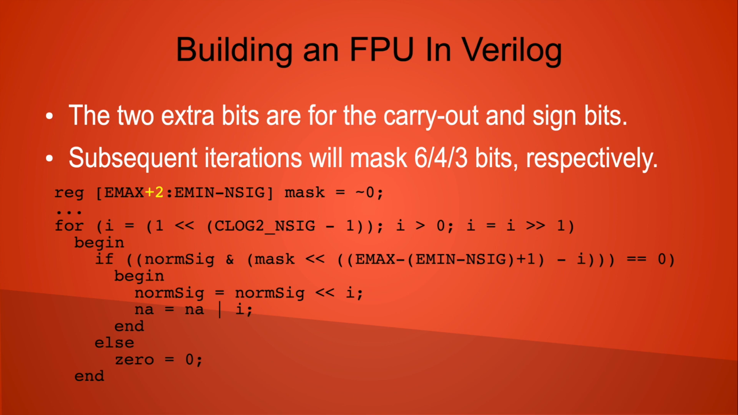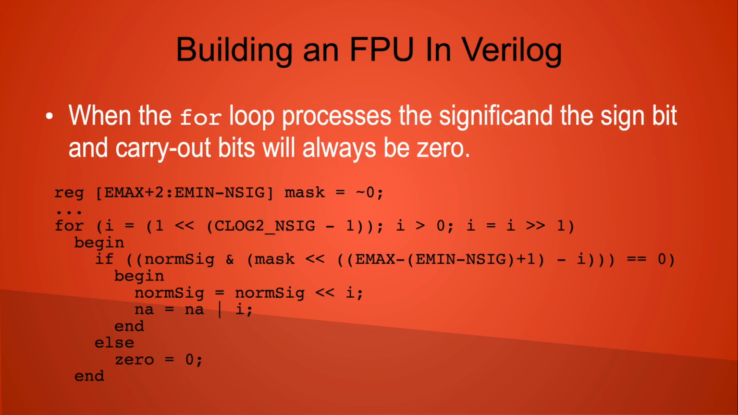Subsequent iterations of the for loop mask off the top 6, 4, and 3 bits respectively. Remember that we first compute sum sig, then we take its absolute value. If there was a carryout, we renormalize by shifting 1 bit to the right. It's after this that we come to the for loop, so we know that the carryout bit and the sign bit will always be 0, because the for loop processes the data after we have computed the absolute value of the difference and after we've performed the optional right shift of the difference.